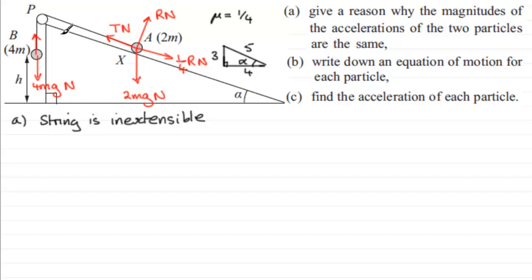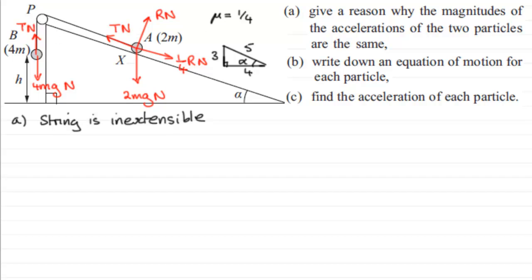And that's because we're told in the question that this was a smooth pulley. So whenever you get smooth pulleys, the tensions are always going to be the same. So we'll call that T newtons there as well. We'll just pop that in up there, T newtons.